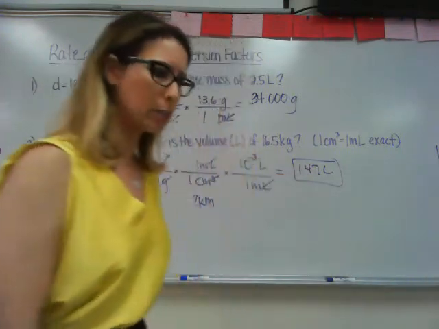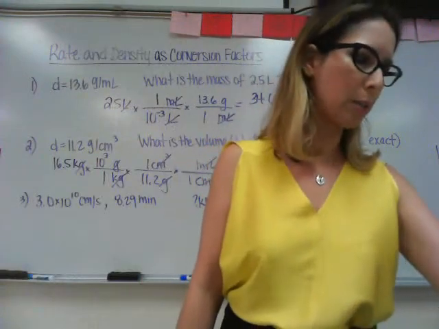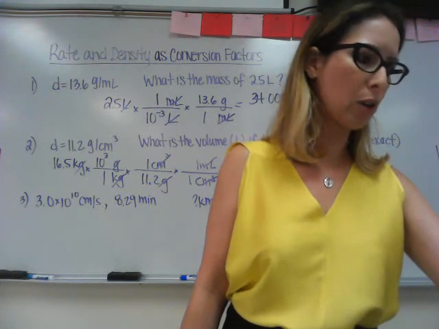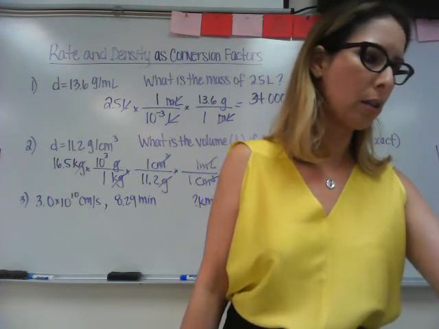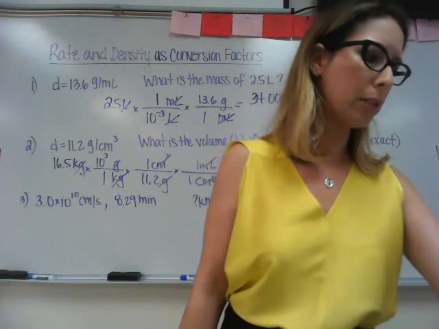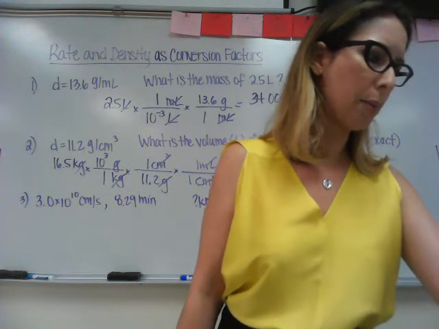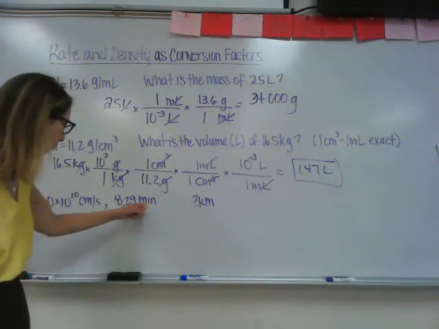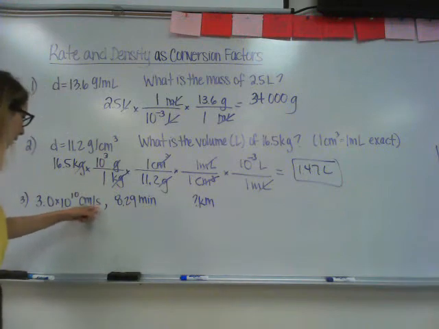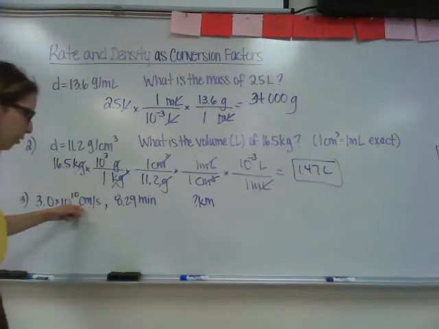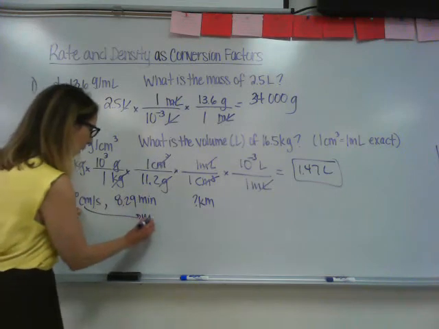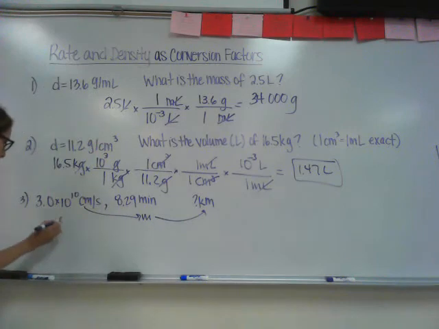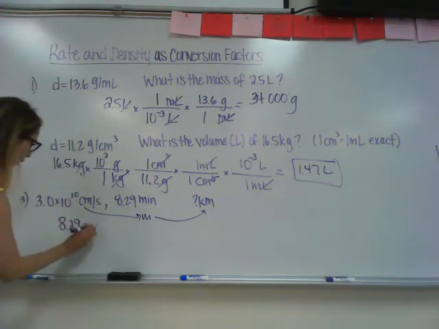Last problem. The speed of light is 3.0 times 10 to the 10th centimeters per second. Sunlight takes 8.29 minutes to travel from the photosphere of the sun to the earth. How many kilometers is Earth from the sun? So since we want to solve for kilometers, it would probably be a good idea if we start with minutes and we convert minutes to seconds, seconds to centimeters, centimeters to meters, and then meters to kilometers, because that's a 2-step metric conversion.